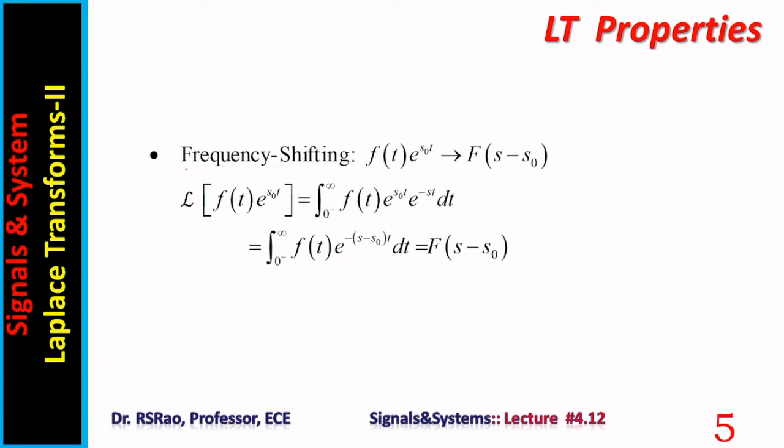Next property is the frequency shifting property. Mathematically, it can be stated as the Laplace transform of f of t e power s naught t is f of s minus s naught. This relation can be derived from the defining relation of the Laplace transform. How? The Laplace transform of f of t e power s naught t is the integral from 0 to infinity of f of t e power s naught t multiplied by e power minus st dt. This can be seen as f of s minus s naught.